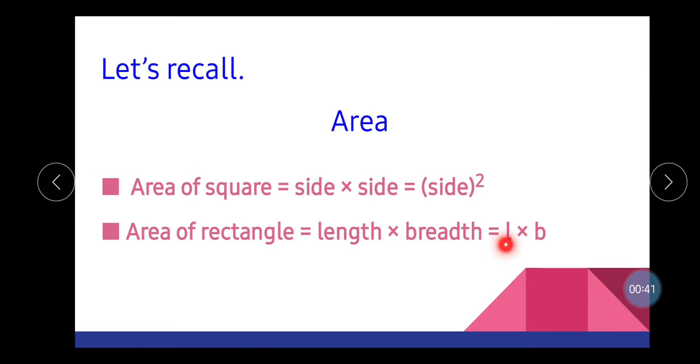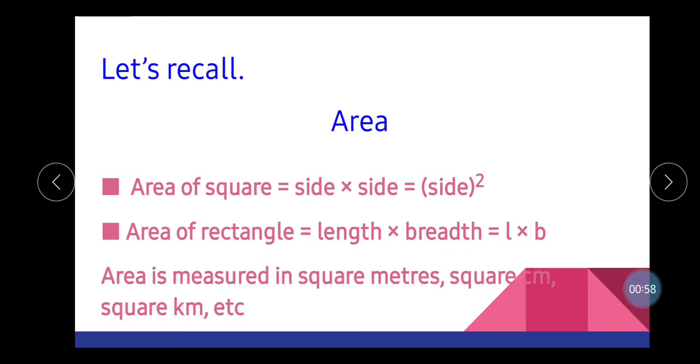It is denoted by small l and b, that is equal to l into b. Opposite sides of a rectangle are congruent, so the formula of area of rectangle is length into breadth. Always remember, area is measured in square meters, square centimeters, square kilometers, etc. These are the units.